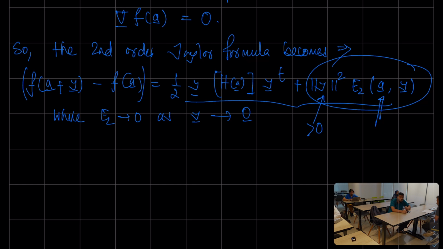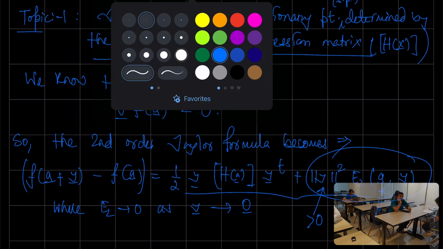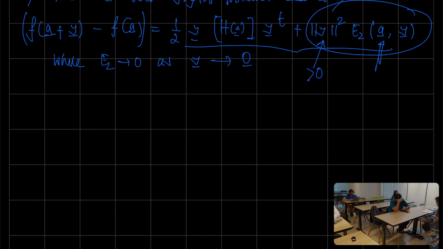And the error can be anything. So what was our goal? Look at that: the nature of a stationary point is determined by the eigenvalues of the Hessian. So it only depends on this thing. We have to show that the algebraic sign only depends on this thing, not on that thing. So we have to establish that. That's the goal, so let us have a proof.